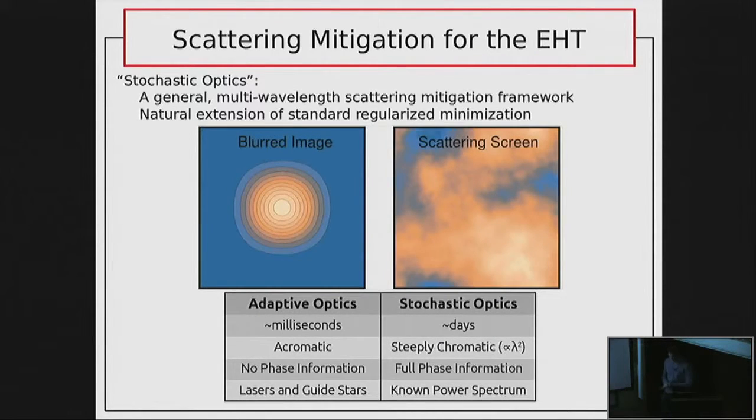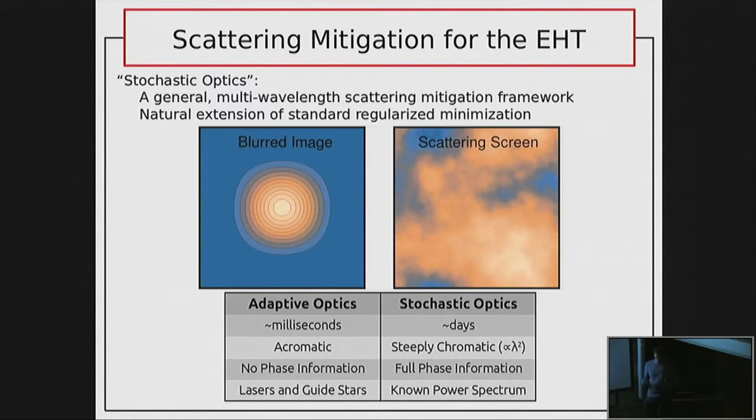Okay, so the next question is, how do we actually mitigate the scattering for the Event Horizon Telescope? How do we deal with all this small-scale power? And what we've arrived at is that we need to be thinking about imaging in a new way. We can't think about imaging the way that people always have for VLBI. So we're starting to think about a new technique called Stochastic Optics.